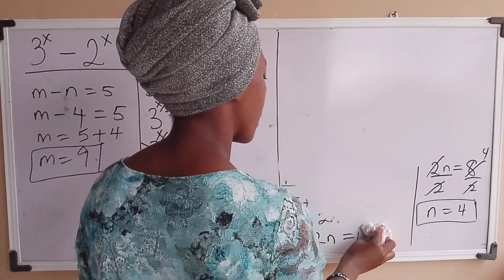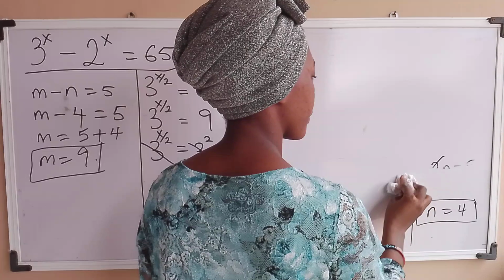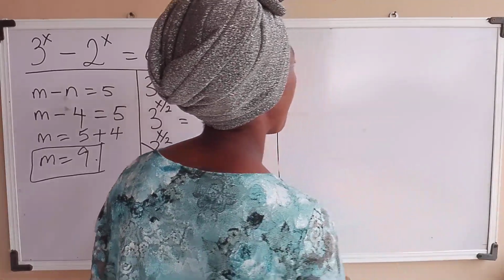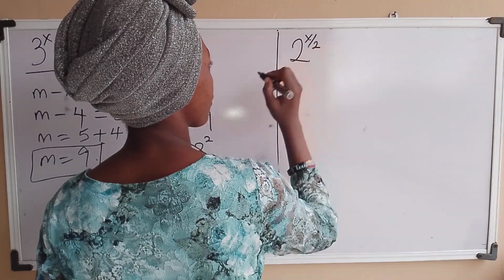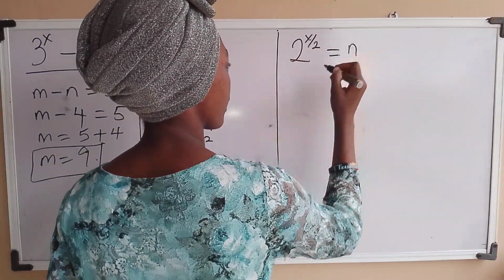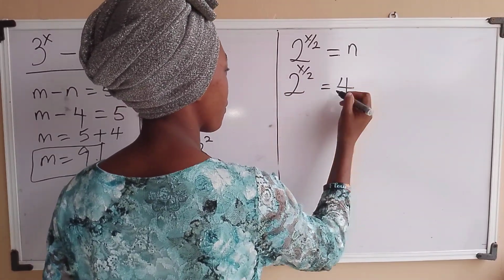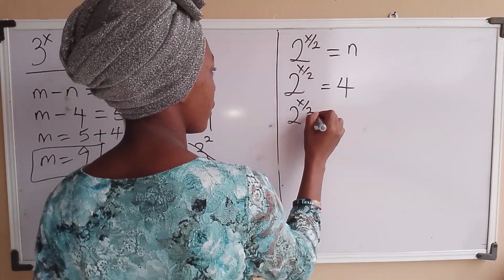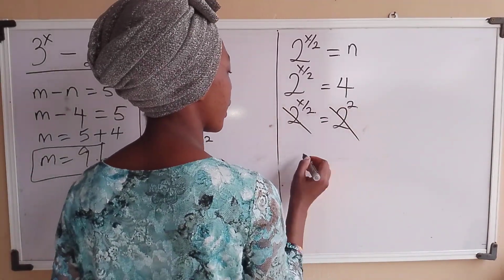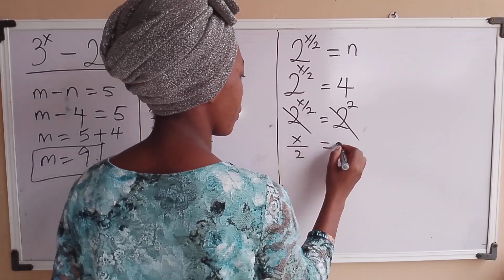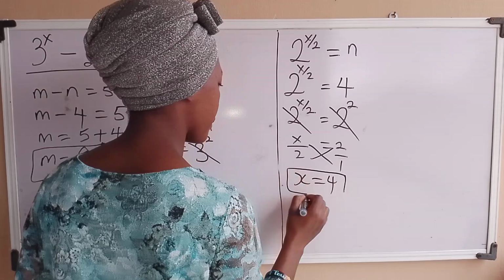All right. So our n is 4. And remember we said 2 to the power of x over 2 is equal to n. 2 to the power of x over 2 equals, what's the value of n? 4. So 2 to the power of x over 2 is equal to 2 to the power of 2. When we strike that out, we have x over 2 equals 2 over 1. Cross multiply, you have x to be 4 again.